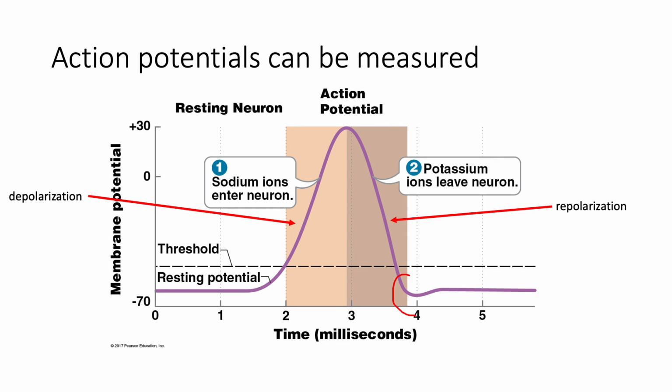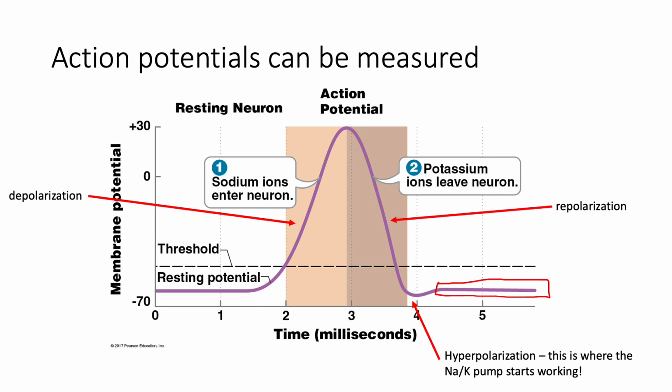We have seen that we overshoot and go too negative. We go past our -70 and we get a little over negative. That region is called hyperpolarization. And again, to get us back to that final resting potential, this is when the sodium-potassium pumps start working to restore us back to rest. So there are 3 key points in this graph. Depolarization, we're causing the inside of the cell to become much more positive.